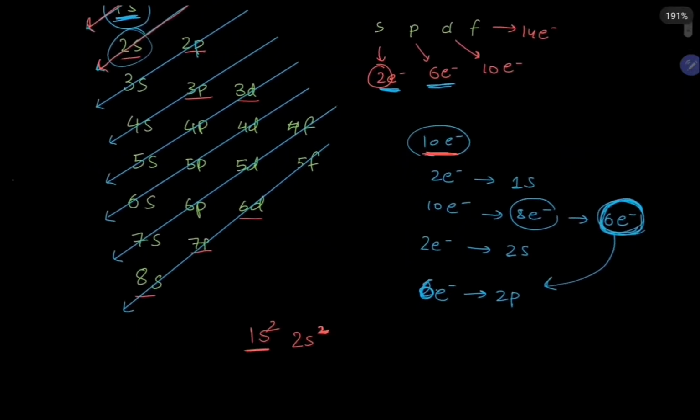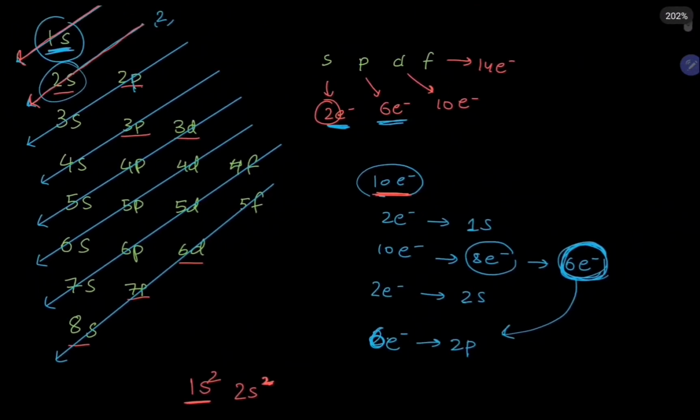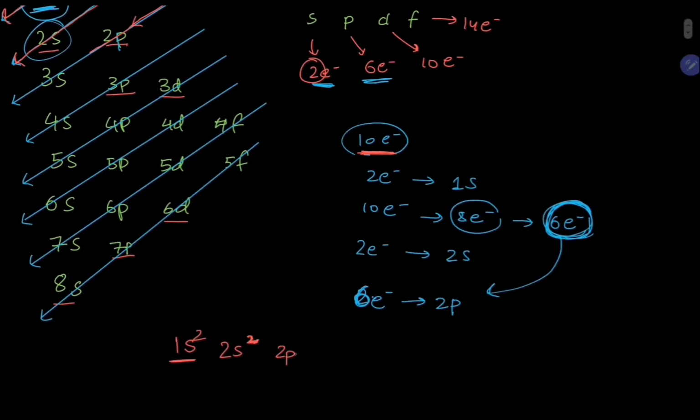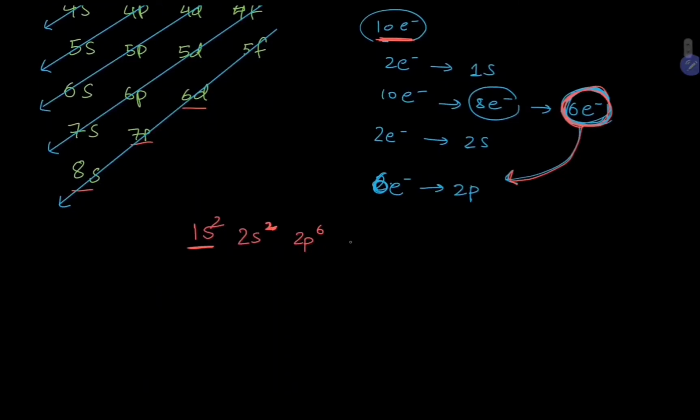So okay, 1s2, 2s2. Next, it went to 2p. How many electrons are there in the 2p? 6, right? The capacity is 6 and it gave all its 6 electrons right here. Okay. So this is the electronic configuration of the atom neon. Neon has 10 electrons, so this is the electronic configuration of neon.